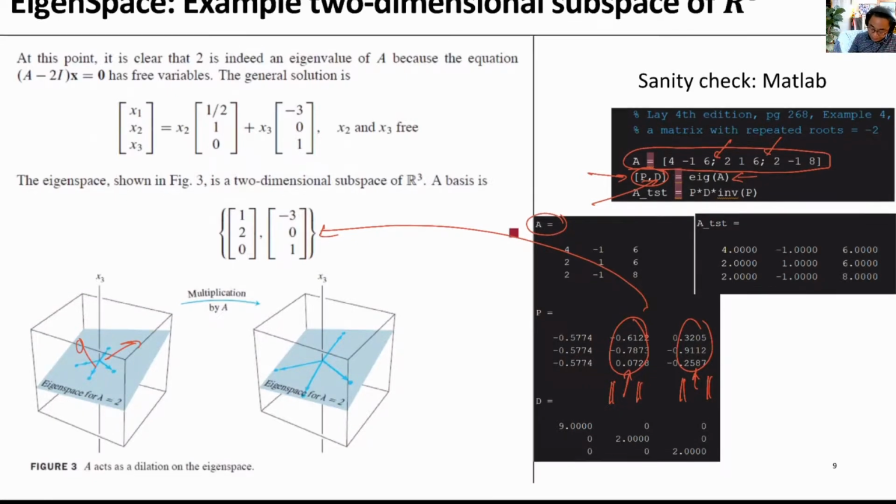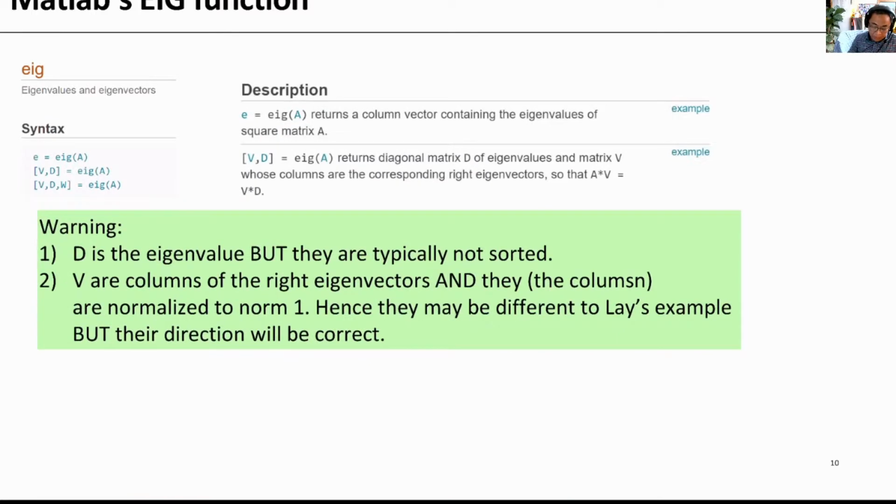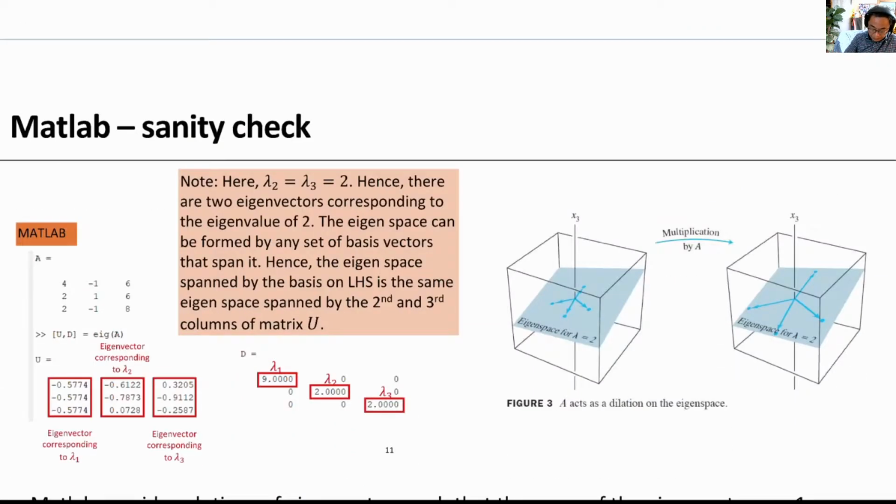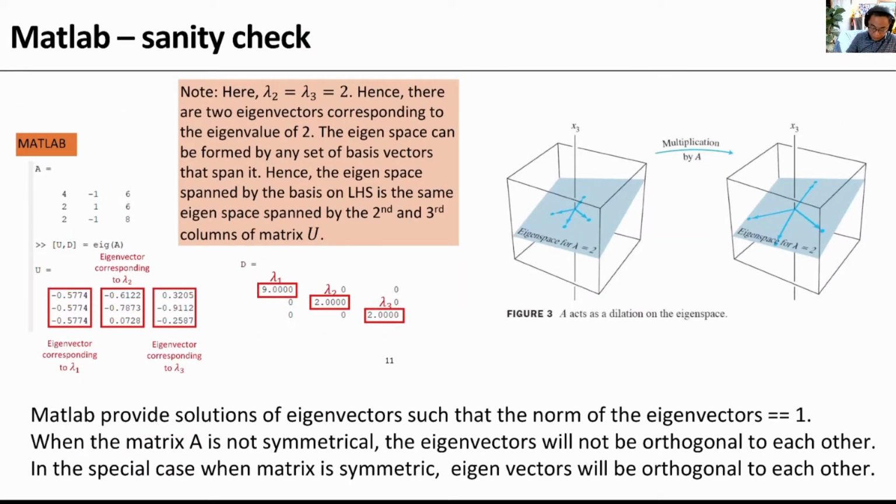Okay, what else? Now, for the description of MATLAB's eigenvalue eigenvectors, please read it up. Alright, and one thing to note is that the eigenvalues produced by MATLAB are typically not sorted. So in this previous example, it was just an accident that it was sorted. Finally, you can go through the sanity check always for all our computations so that you can see that it is correct.